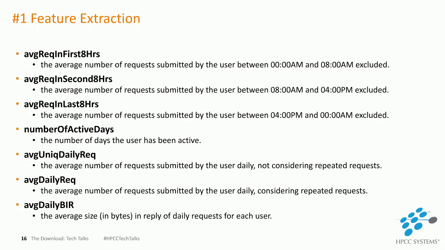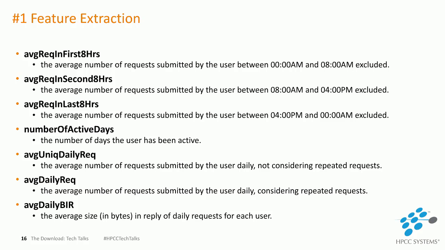The fifth one was the average unique daily request, which is basically the average number of requests submitted by the user daily, not considering repetition. The sixth one was the average daily request, but now considering repetition instead. And the last one was the average daily bytes in reply, which is basically the average size in reply of daily requests for each user. So those were our 7 features for detecting users' anomalies, or to differentiate each user.